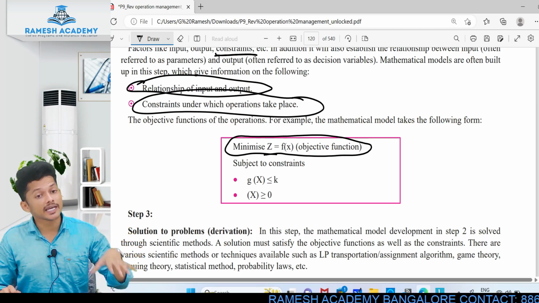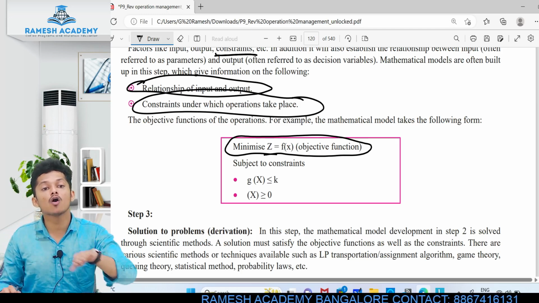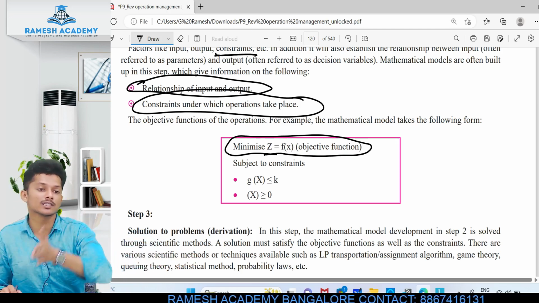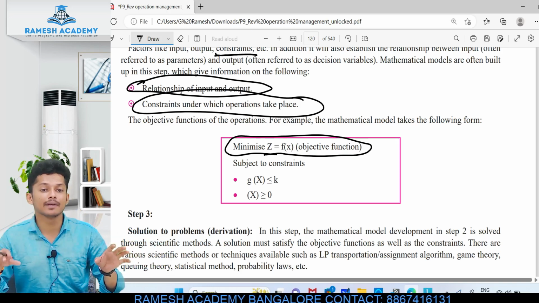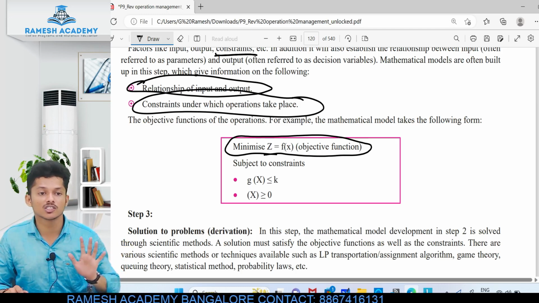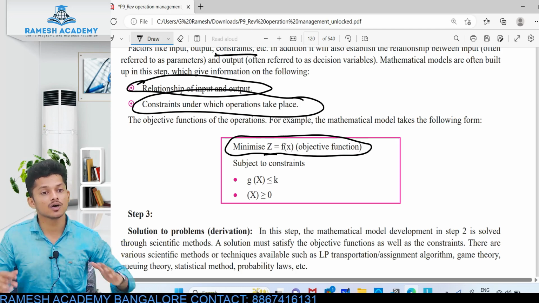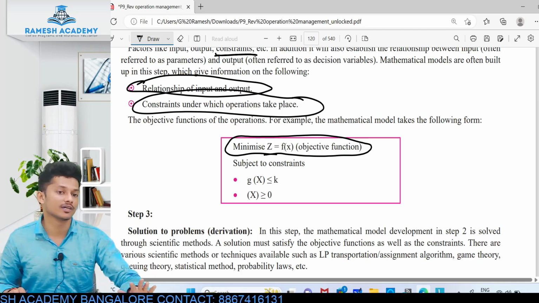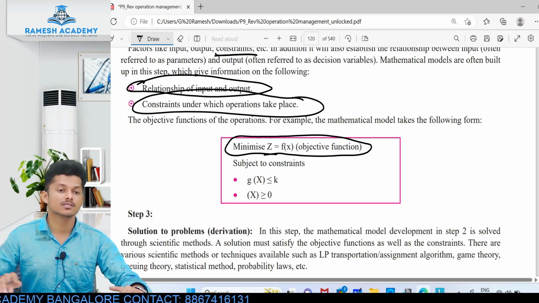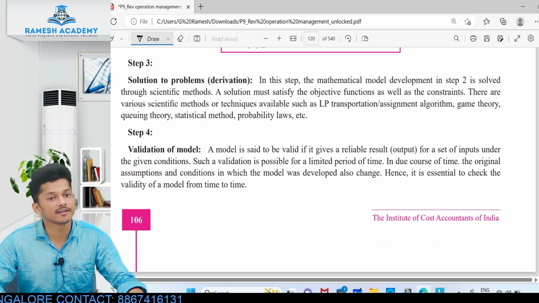Okay, now A, make sure that he should also get some profit, right? And according to A, how much he needs to get, and according to B, how much he needs to get. Here A and B, that means the producers of coffee and tea, become the subject to constraints, whereas C, that is a manager or an owner, becomes the objective function. Understood? Yes. And then see, step number 3, solution to a problem, derivation.